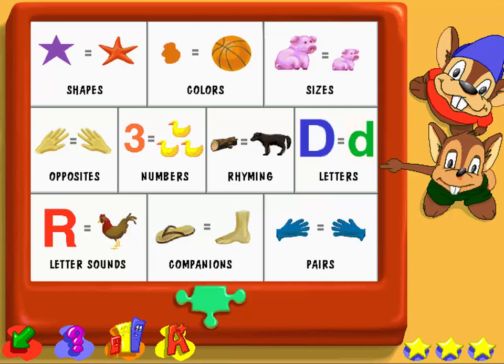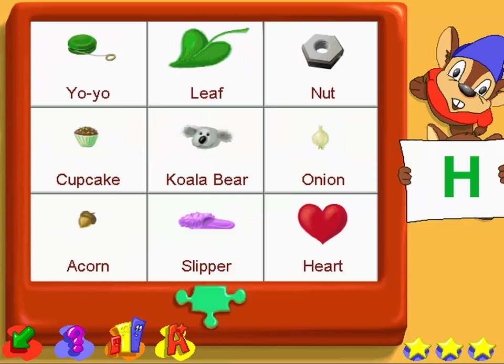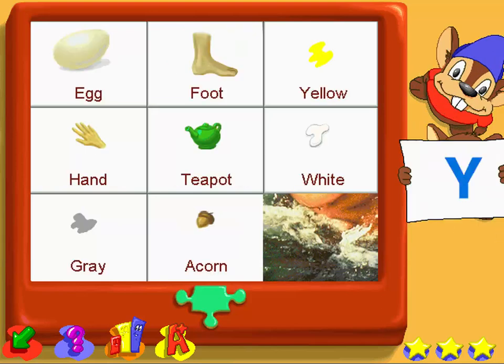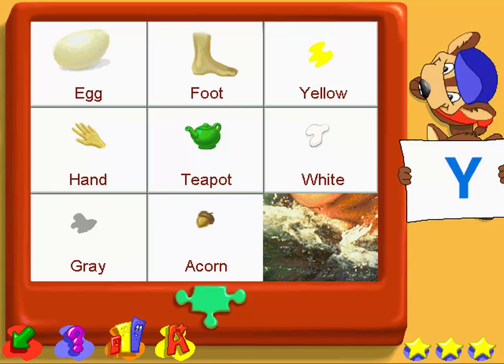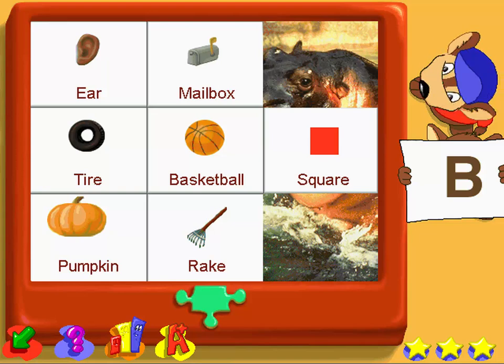Let's learn about opposites. Find the... Just click on the puzzle you'd like to play. Let's learn about letter sounds. Find the object that starts with the letter H. Heart. Find the object that starts with the letter Y. Yellow. Find the object that starts with the letter B. Basketball.